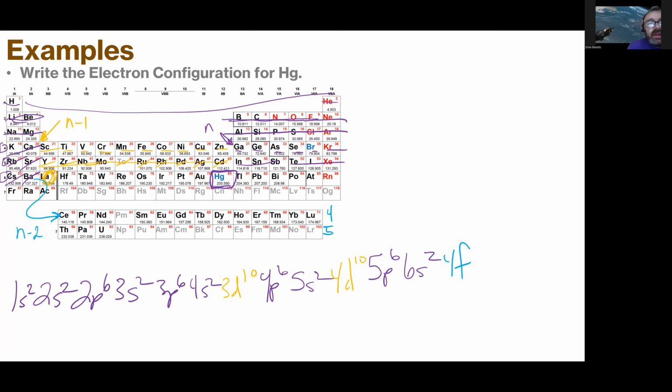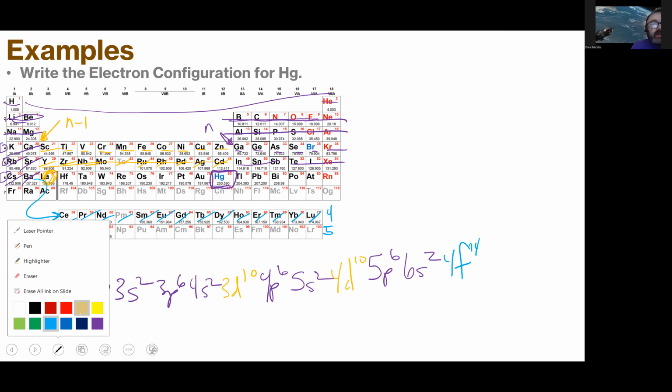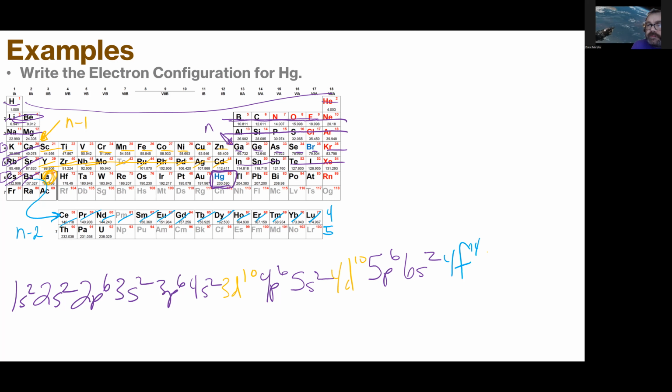There should be 14 of these because there are 7 f orbitals: 1, 2, 3, 4, 5, 6, 7, 8, 9, 10, 11, 12, 13, 14. Okay, so 4f14. Then we're going to come back up over here to where lanthanum is, and we can count across our d10. This is 5d: 1, 2, 3, 4, 5, 6, 7, 8, 9, 10. We got to mercury, so we're done. 5d10. Okay, this is a lot to write. If you count up all these electrons, there should be 80 electrons in there.